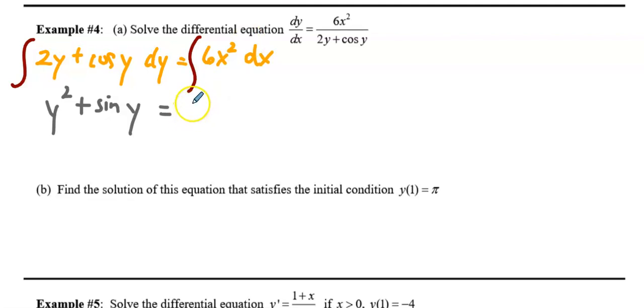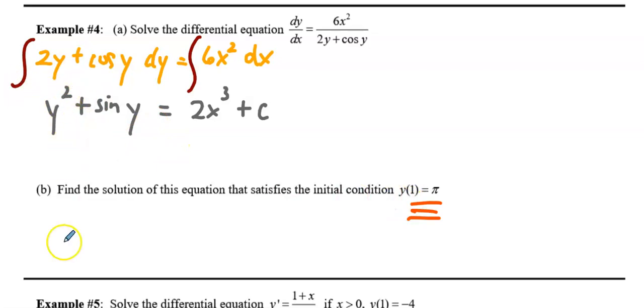I'm trying to do all this stuff in my head, so 2x cubed. And then we're going to do a plus c. Now, ladies and gentlemen, this is where I incorporate the initial condition. I want to find the solution to this equation that satisfies the initial condition. Now, you can wait to the very end and do it, but this is where I'd like to find the c. So this is where I will want to do it.